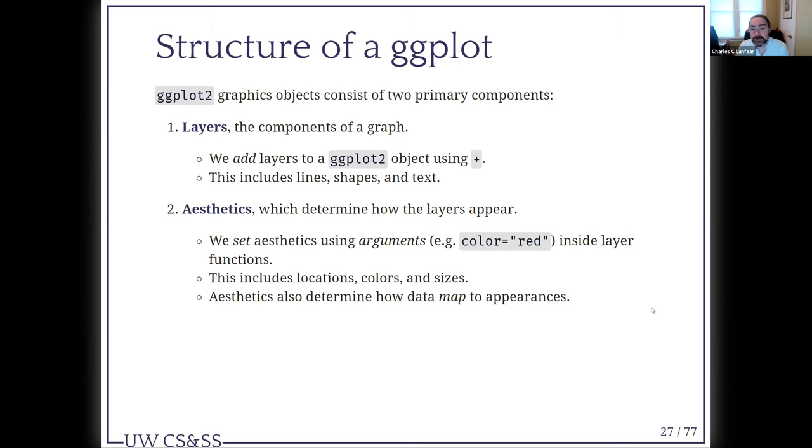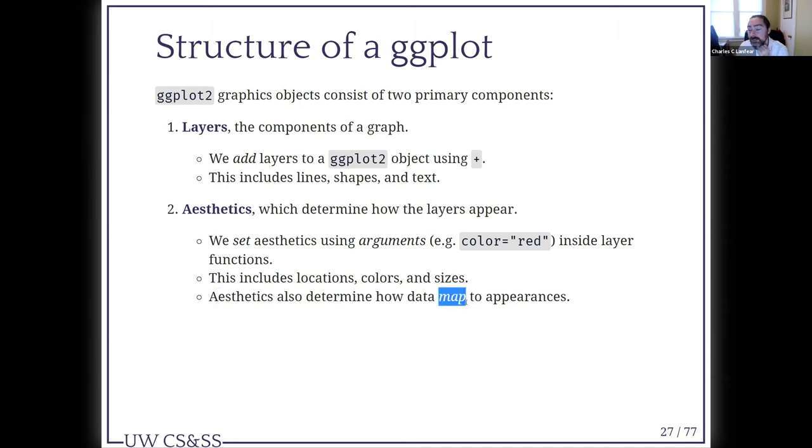For instance, you might say color equals red inside a layer, and it will make that layer red. Aesthetics include things like the locations of your dots and lines, the colors of your dots and lines, and the sizes of your dots and lines. Aesthetics can also be told to map your data onto appearances.